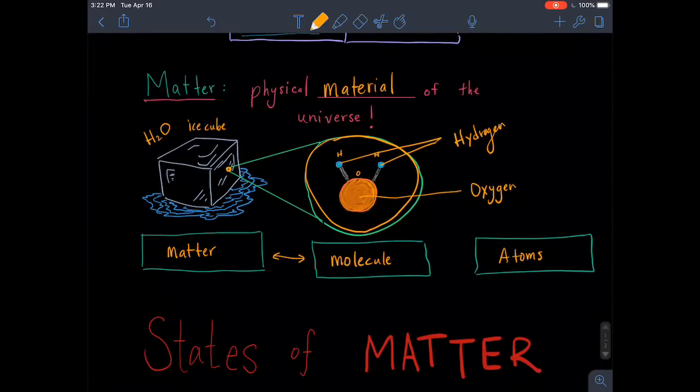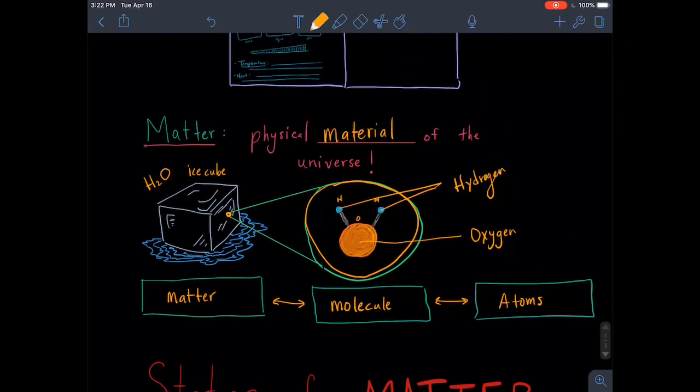Well, if we then look at this little framework that we made below the ice cube in our diagram, we can see that atoms make up molecules. Atoms make molecules, molecules make matter, and so on. Or we could say matter is made of molecules, molecules are made out of atoms. So a molecule is just a collection of atoms.